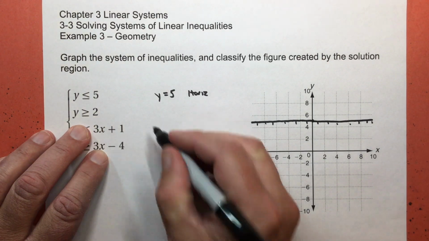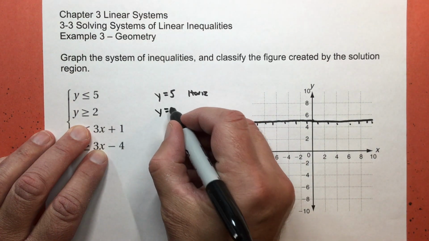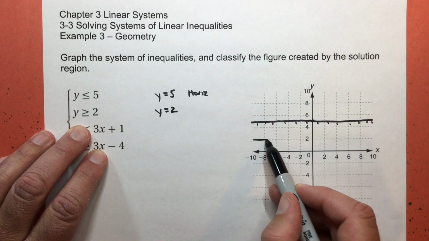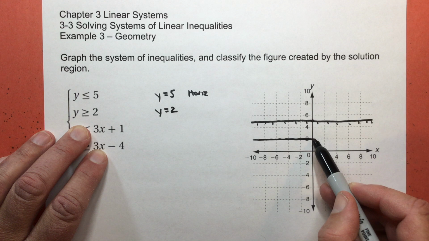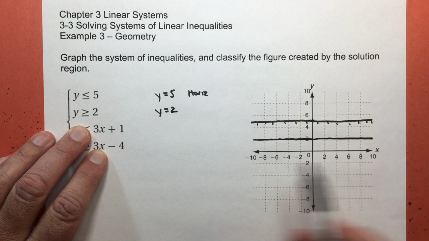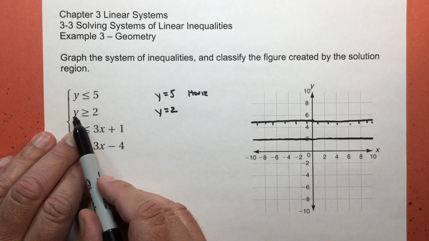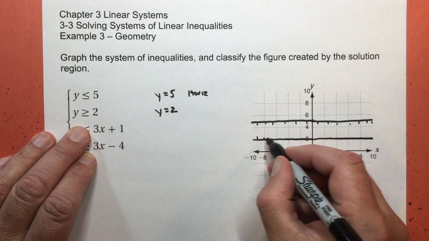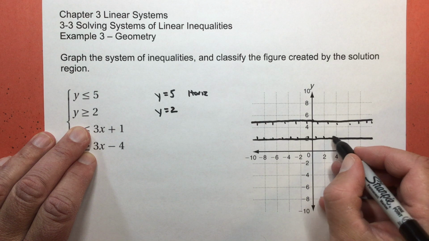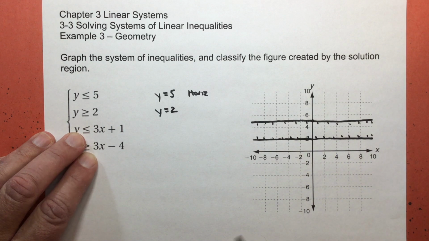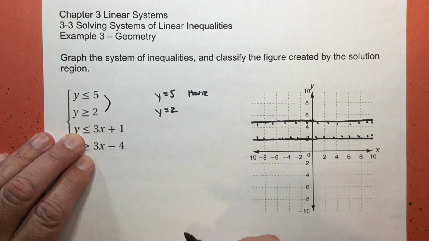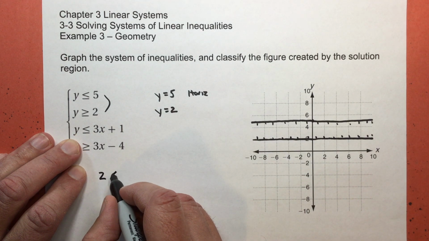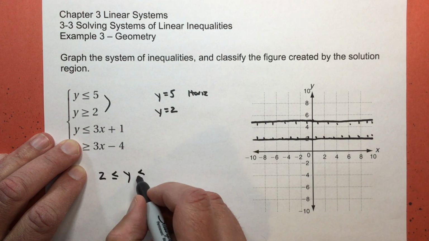Next inequality. My boundary line is y equals 2. Solid, so here's my y equals 2. And this tells me I want my y coordinates of my inequality to be greater than 2. So I'm going to be shading above this. Now check this out. These two together actually do this. 2 is less than or equal to y is less than or equal to 5.